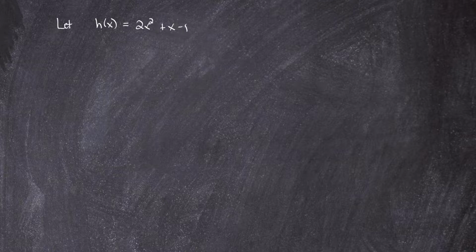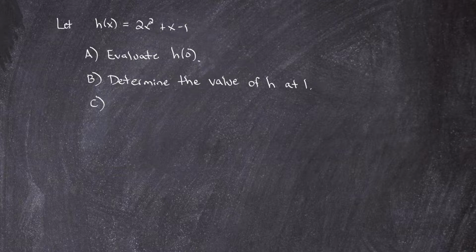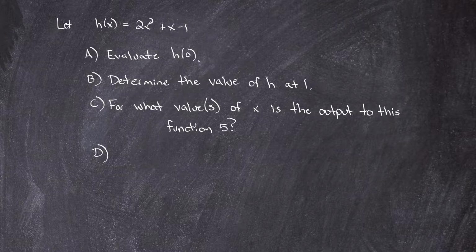This mistake clearly deserves the top spot, and you'd be hard-pressed to find a math professor who would disagree. Consider the following question, which commonly appears on exams that I write for my algebra students. Let h of x equal 2x squared plus x minus 1. And we're splitting this into 4 parts. Part A, evaluate h of 0. Part B, determine the value of h at 1. Part C, for what value or values of x is the output to this function 5. And finally, Part D, solve h of x is equal to 0.